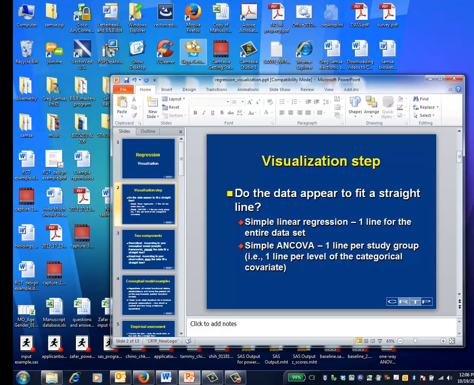As an example of a simple analysis of covariance comparing two types of rehabilitation facility, we'd also fit similar regression lines. The only difference is that we'd fit one line per facility. Accordingly, the visualization exercise is the same for both types of design. Namely, we ask whether the data in question fit a straight line.